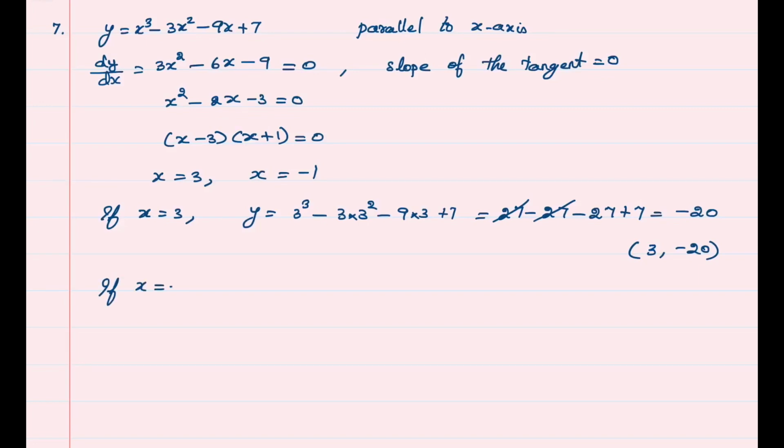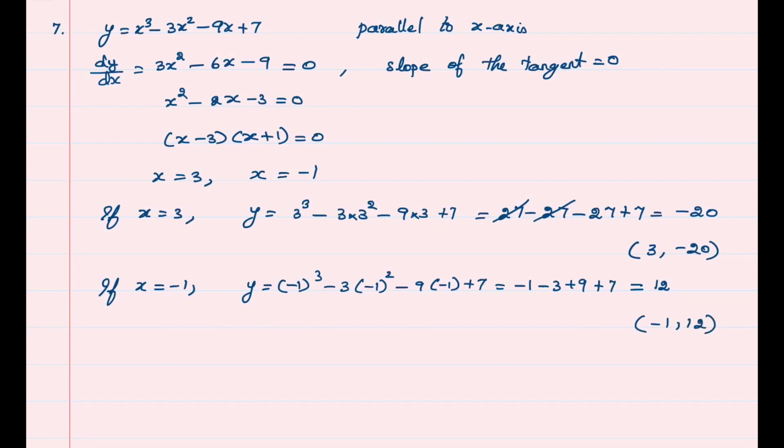If x is minus 1, we will use the curve equation to find the y coordinate. Minus 1 the whole cube, minus 3 times minus 1 the whole square, minus 9 times minus 1 plus 7. Minus 1, minus 3, plus 9, plus 7. The answer is 12. Therefore, the point of contact is -1, 12. The points are 3, -20 and -1, 12. We have 2 points on the curve at which the tangents are parallel to x-axis.